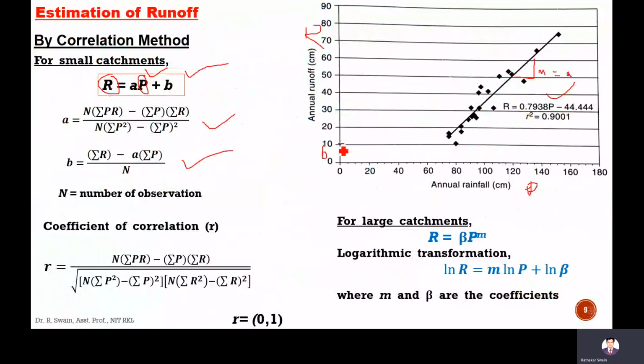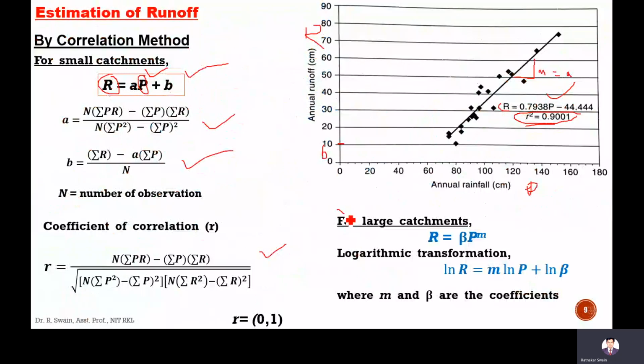If you plot on graph paper, this is the intercept and this is the slope. If you plot in Excel, you directly get the equation with R square. R is the coefficient of correlation, and R square is the coefficient of determination. The formula for the correlation coefficient is this. In Excel you directly get the R square value.